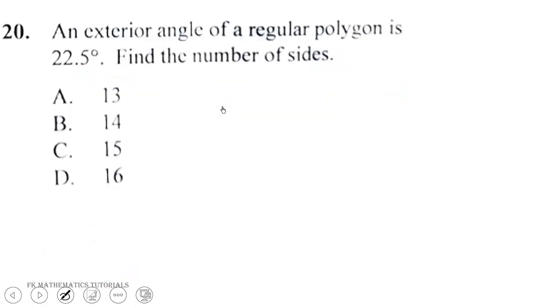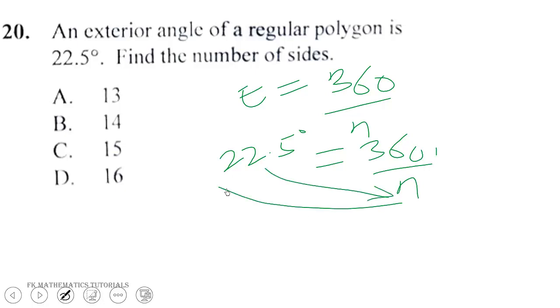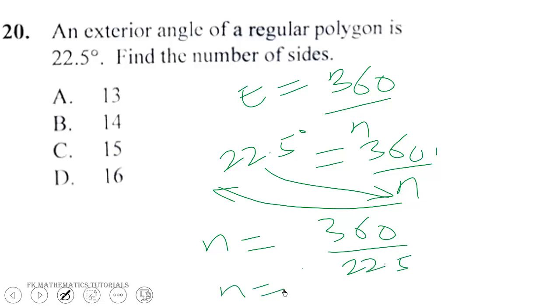An exterior angle of a regular polygon is 22.5 degrees. Find the number of sides. So exterior angle is equal to 360 over number of sides. So the exterior angle, given as 22.5, is equal to 360 over n. So you can swap this and this. It doesn't change anything. So n will be equal to 360 over 22.5. And that will give us 16.